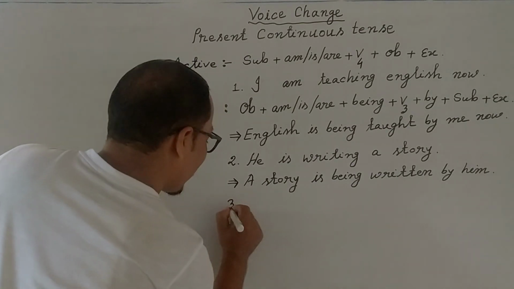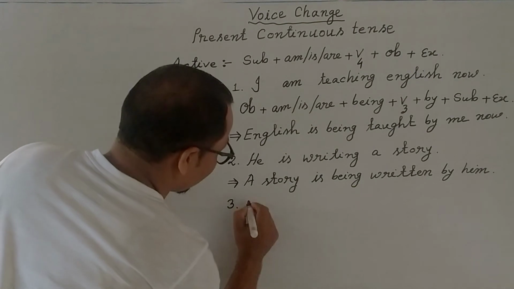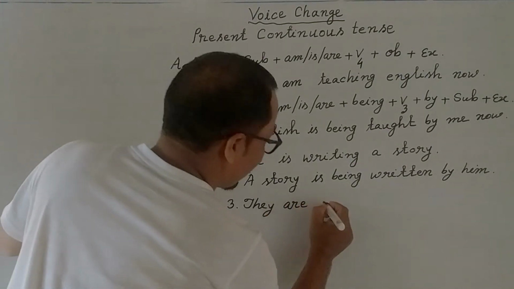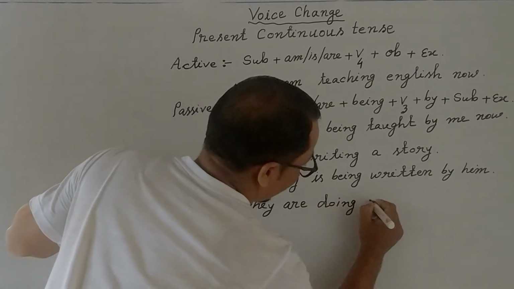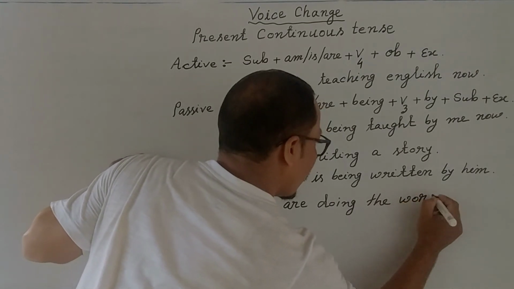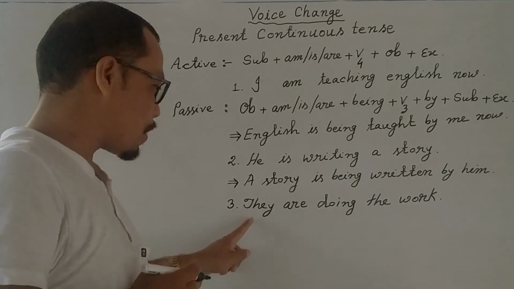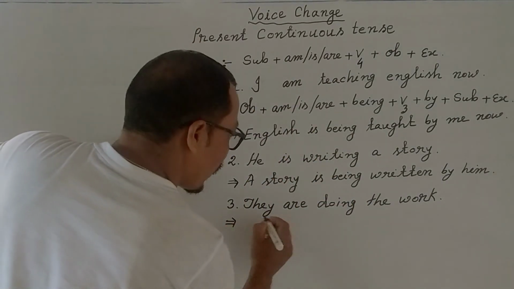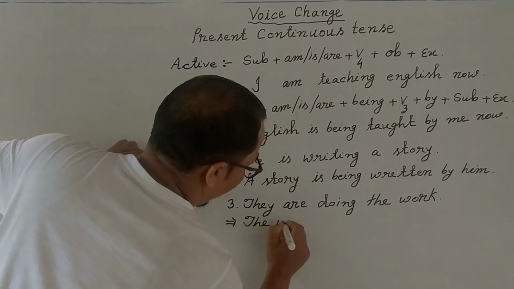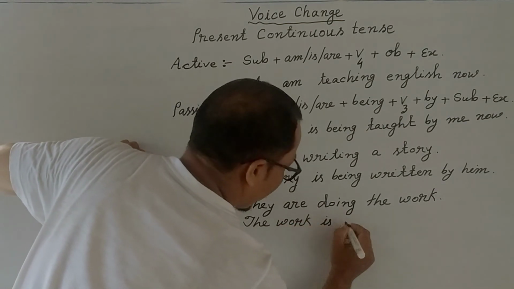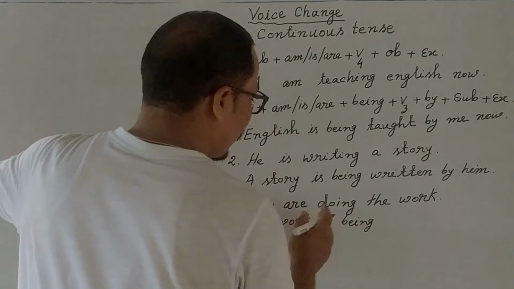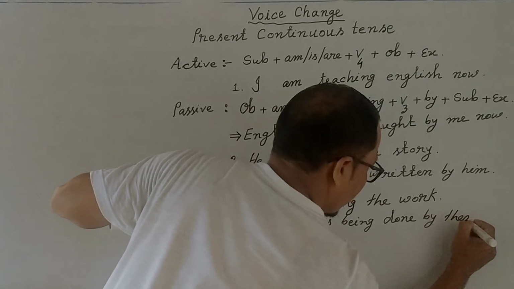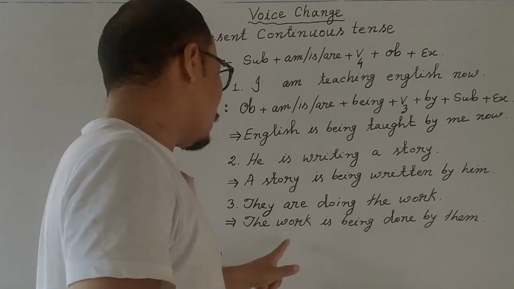Let us write another example which will come in the examination. That will help you. Suppose they are doing the work. They are doing the work. They is the subject, are is the helping verb, doing is the verb, and the work is the object. To make the passive, what do we have to write? Let us write the work. The work is being. The work is being done by them. They will become them. So these are: they are doing the work; the work is being done by them.